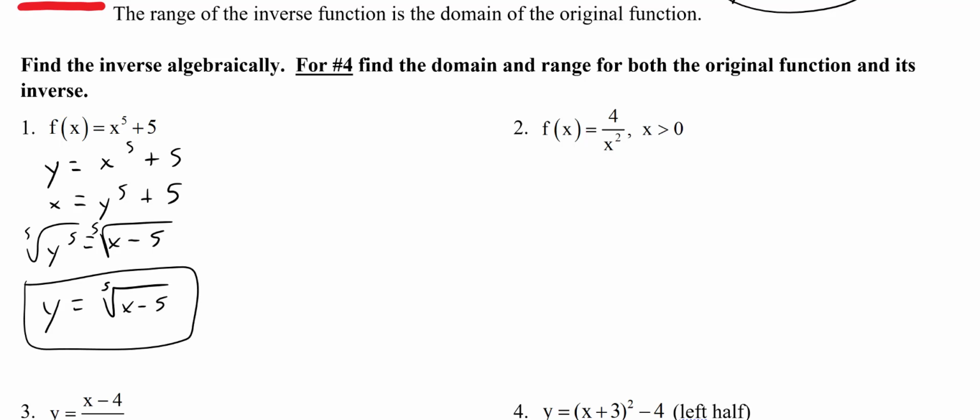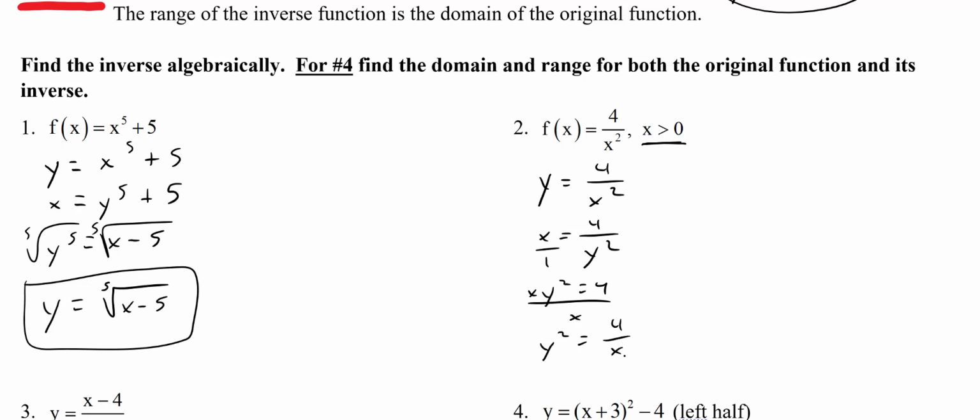So notice, math fans, there's a restriction on this one, right? The restriction here is just x has got to be greater than 0. Okay, so let's go ahead and write this out as y is equal to 4 over x squared, and then we'll swap them. So it's x equals 4 over y squared. So I'm going to cross multiply: x y squared equals 4, divided by x. So y squared equals 4 over x, and then I'm going to take the square root of both sides, and I get y is equal to plus or minus 2 over the square root of x.